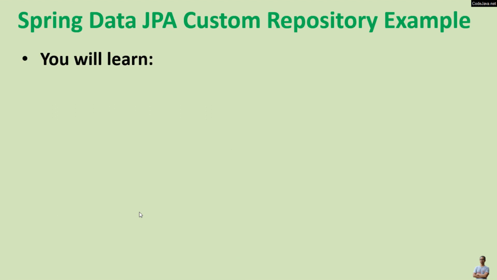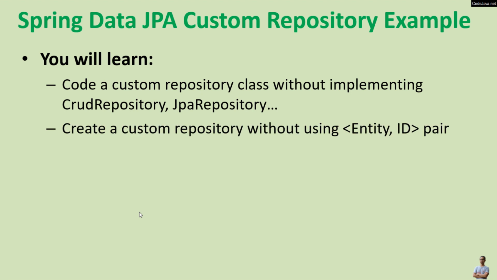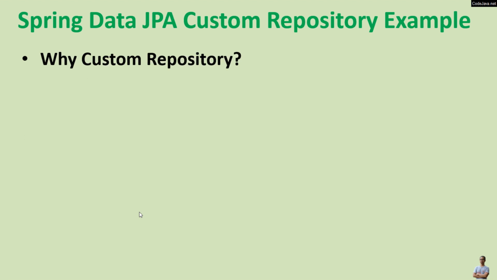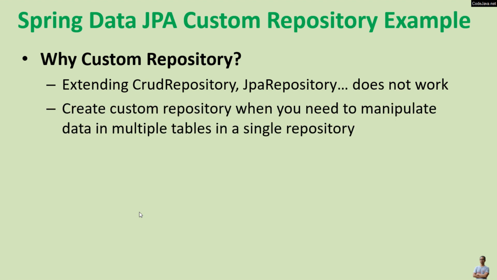In this video, you will learn how to code a custom repository class without implementing the CrudRepository or JpaRepository interface defined by Spring Data JPA. In other words, how to create a custom repository without using the entity and ID pair. We need to create a custom repository if extending CrudRepository or JpaRepository does not work. For example, create a custom repository when you need to manipulate data in multiple tables in a single repository.